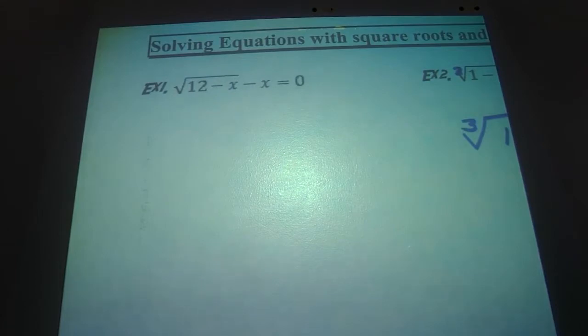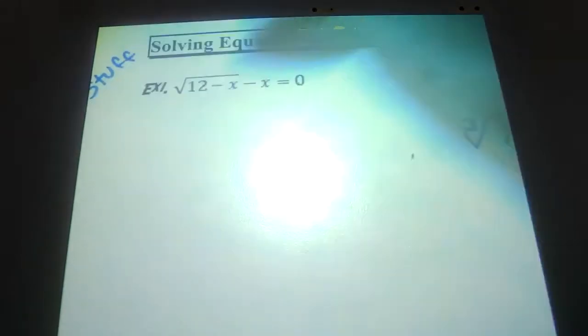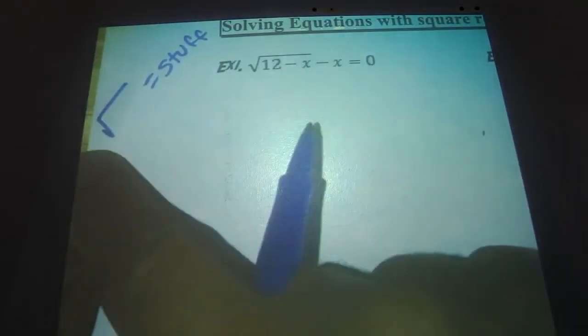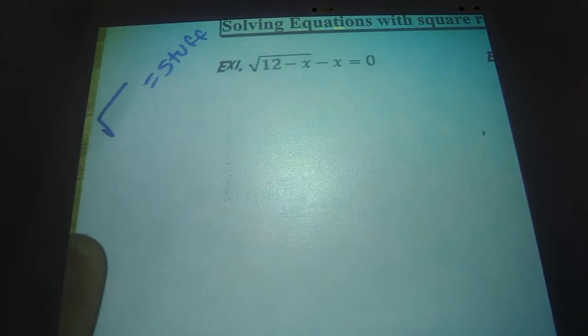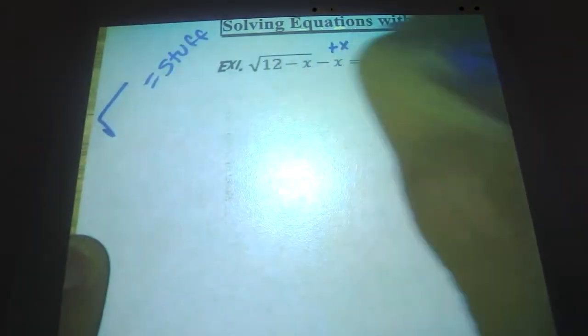Johnny, Shay, Natalie, Emily, what can we do here? When we have square, X to the other side. Yeah, we want our stuff on one side and the root on the other. So we want our square root equal our stuff. So square root equals our stuff. So Johnny said, hey, let's add this x over.